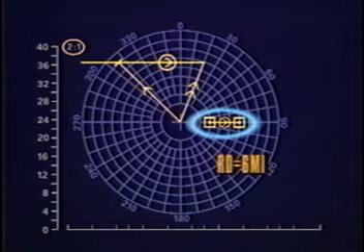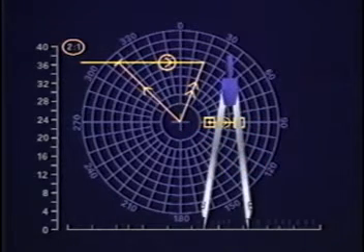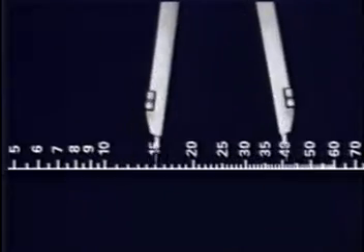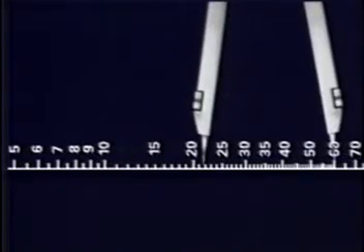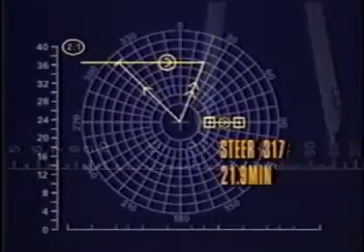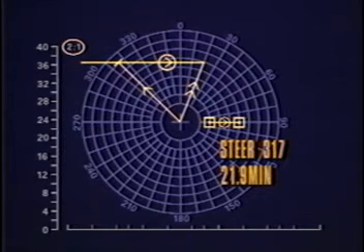In this problem, the contact must travel 6 miles. Using the logarithmic scale, you'll find that it will take 21.9 minutes to complete the maneuver. Your report to the officer of the watch will be course to steer 317 degrees, time 21.9 minutes.